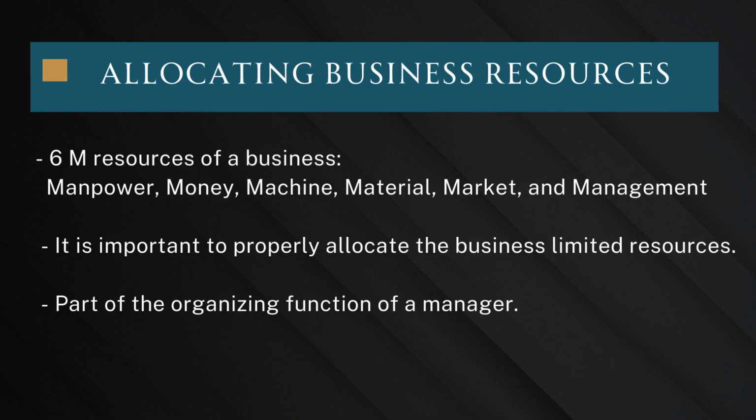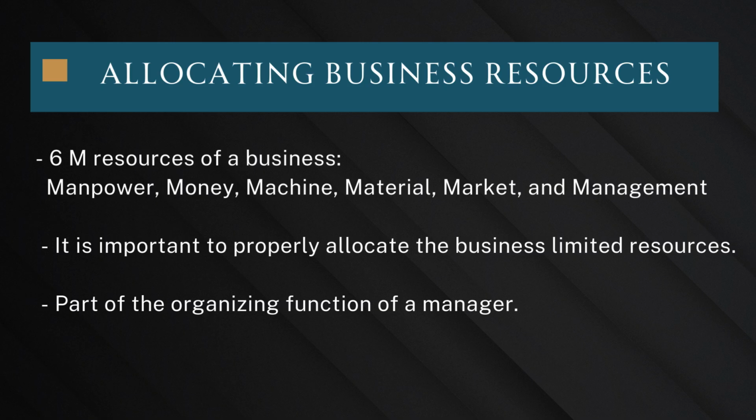We learned in the previous lesson about the different resources of a business, such as manpower, money, machine, material, market, and management, which are very important in the operations of any business and require proper allocation of such limited resources. Generalizing the business resources, we can say that all these 6 business resources are scarce. Hotel managers must understand that these resources, at some point, become obsolete and stockouts may be experienced. Thus, proper allocation is part of the organizing function of every manager.